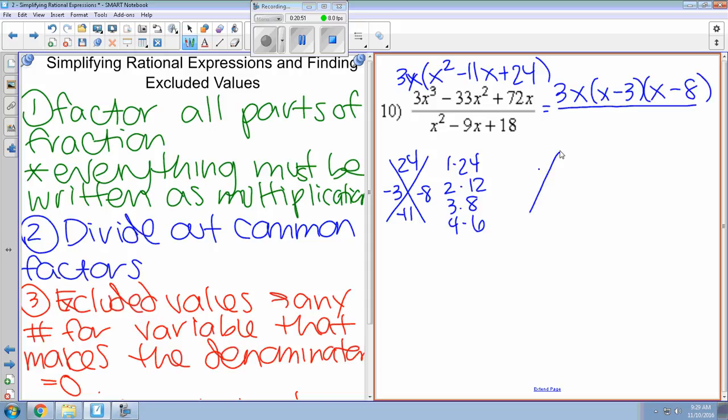We're going to factor the bottom the same way. I cannot GCF because there's a 1 in front of that x squared, so I'm just going to do an 18 and a negative 9. Again, if we list out factors, 1 times 18, 2 times 9, 3 times 6. The way to do it is this negative 3 and a negative 6, similar to the one before.